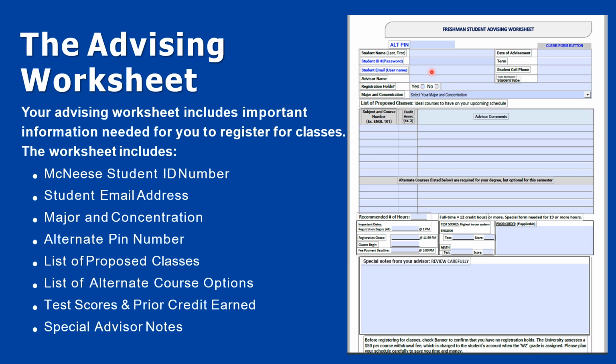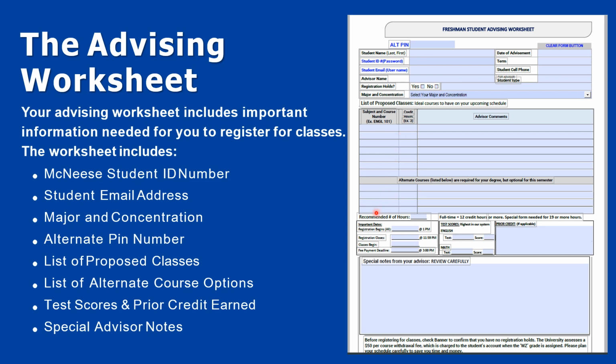Your major and concentration, your alternate PIN numbers all the way at the top, and then a list of proposed classes in this midsection here. These are the classes that we propose you to take based off of what we can see in the system. List of alternate courses. So if something is full, or should you already have credit for it, but we don't see it on our end, these are other courses that you can register for.